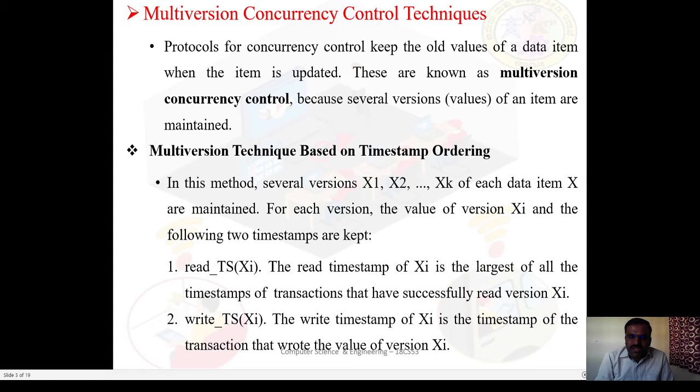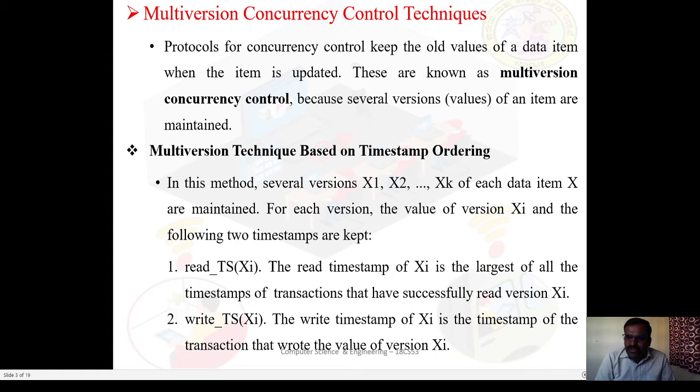Write_TS of xi. The write timestamp of xi is the timestamp of the transaction that wrote the value of version xi. What do you mean by write_TS of xi? The write timestamp of xi is the timestamp of the transaction that wrote the value of version xi.